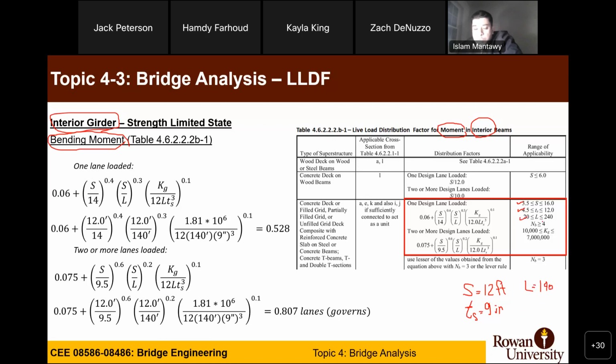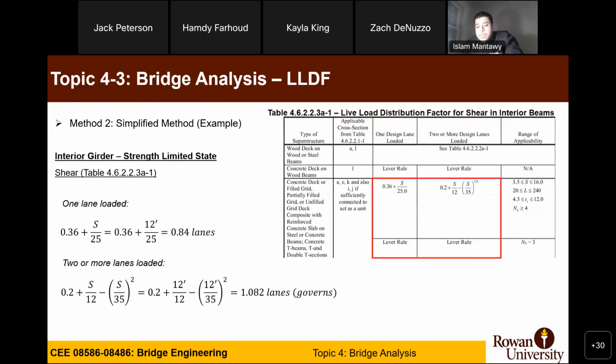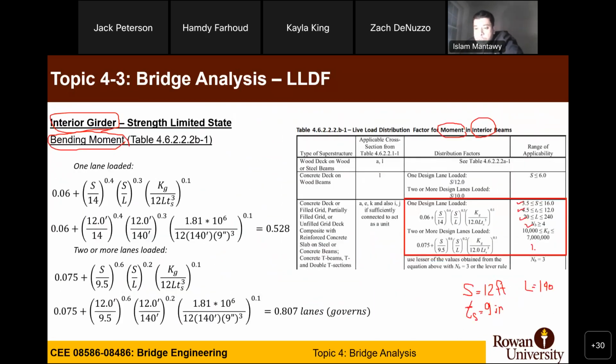How many girders would we have? The cross section was 4 girders, correct? Yes. So the Kg is almost 1.8 million. So we satisfy all those applicability ranges.